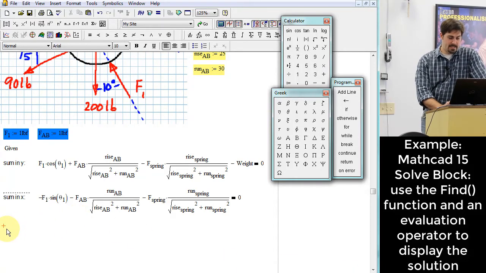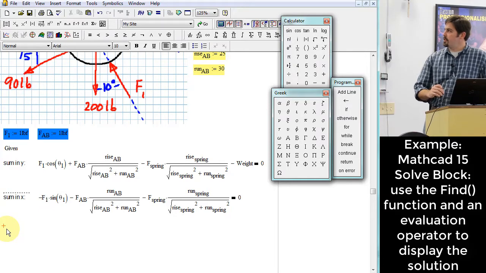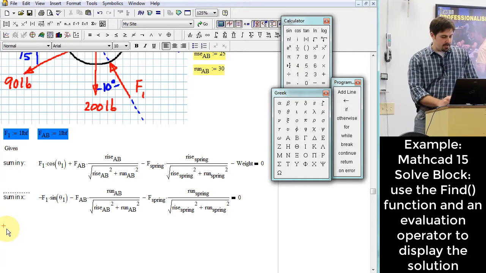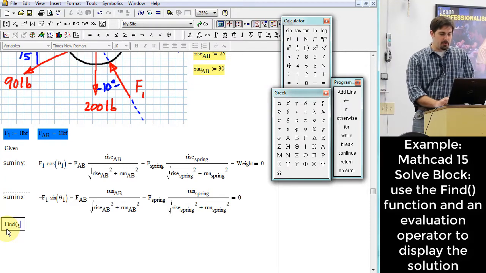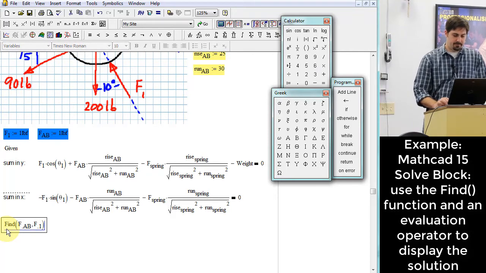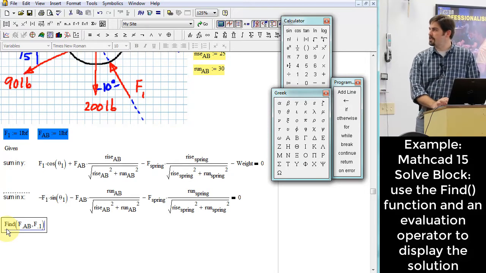Well, one way of doing it, I'll show you the quick way first. The quick way of doing this is to type find. You type find, then you put in the things that you would like to find. So we want to find FAB, probably, and F1. So I hit find, opened a parenthesis, typed in FAB, comma, F1, and then close the parentheses.